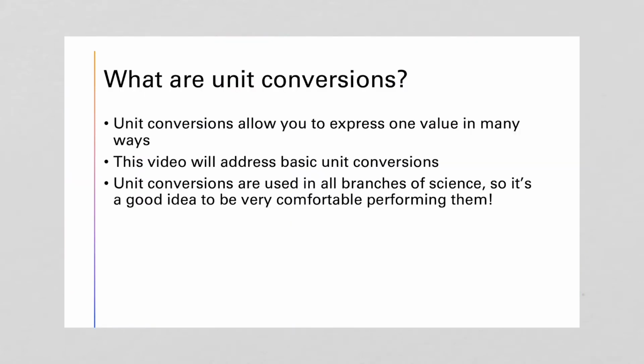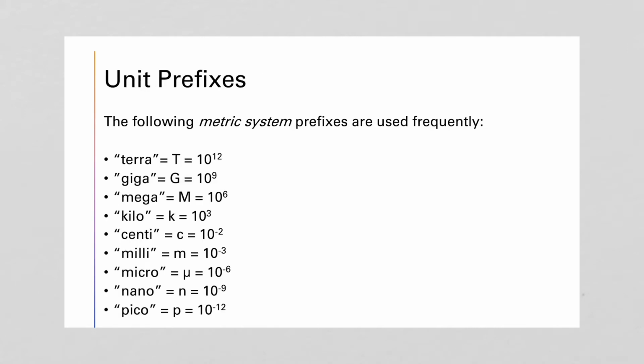Unit conversions allow you to express one value in many different ways, but all those different ways, as you express the value, don't change the value itself. So we're not saying 1 equals 2, we're saying 1 meter equals 100 centimeters. And we'll talk about how those two numbers relate in just a moment. But we're going to address that in a way where we can apply it to different usages in numbers and in scientific values that are going to help you as you do problems, whether it's homework or laboratory or exam. So these are good, again, in all branches of science, so it's great to be comfortable doing them.